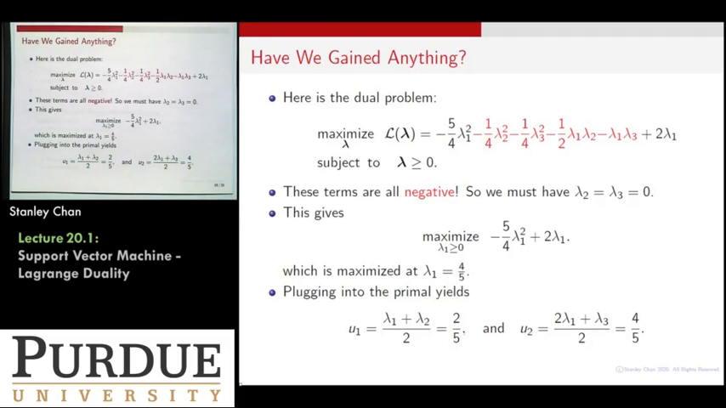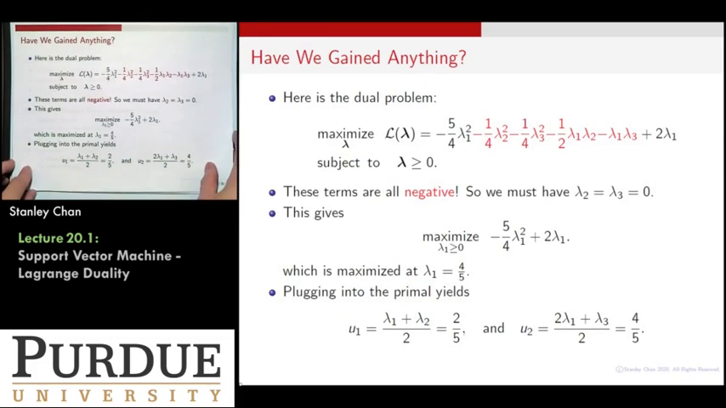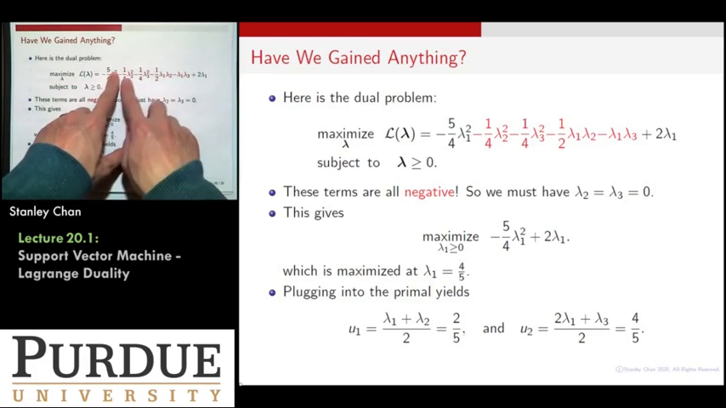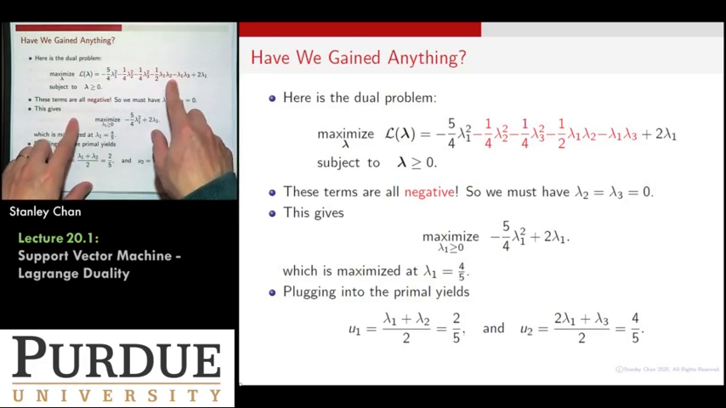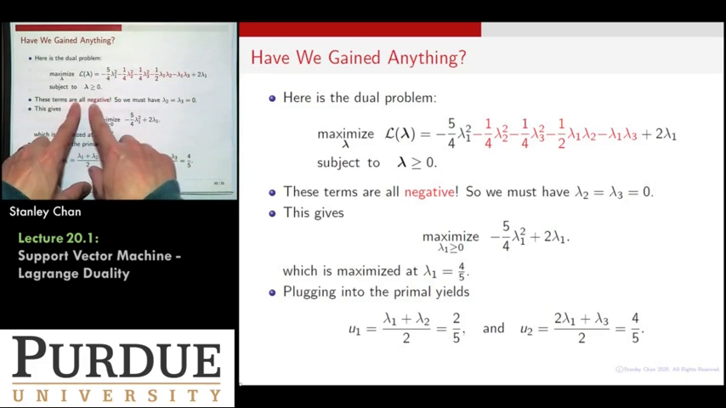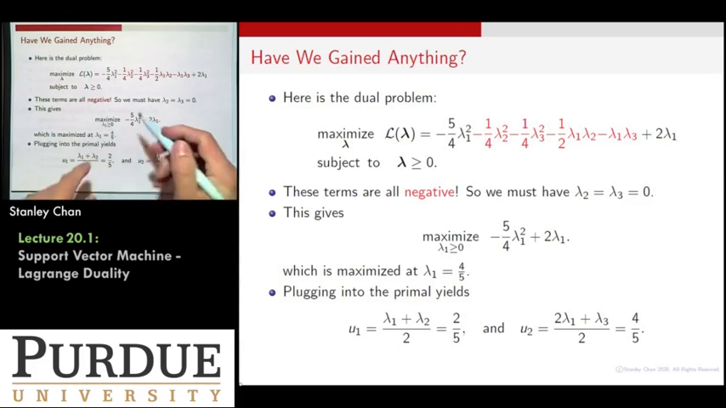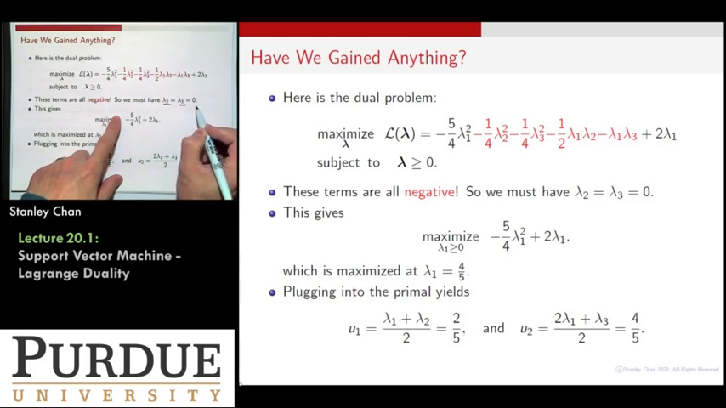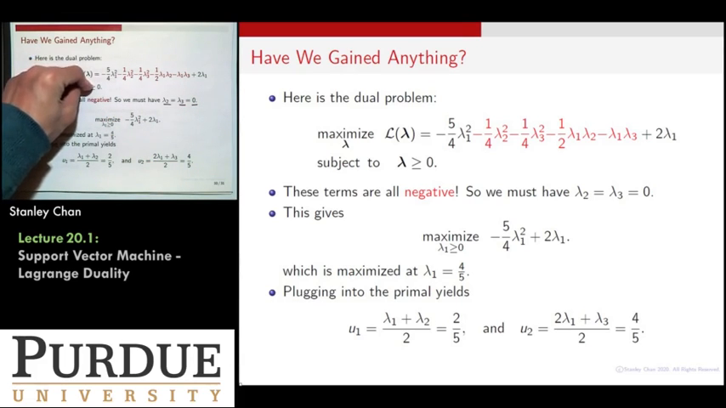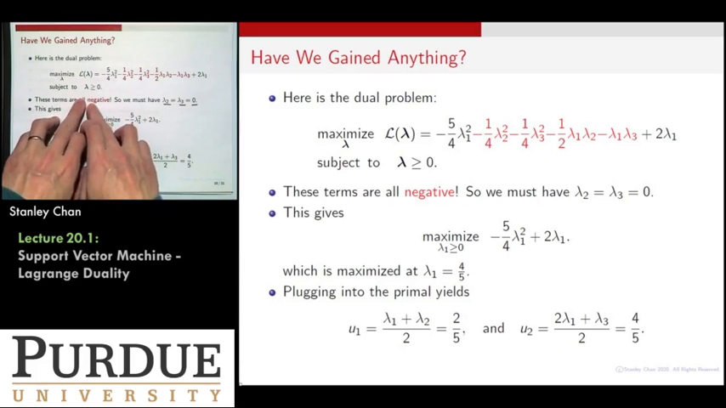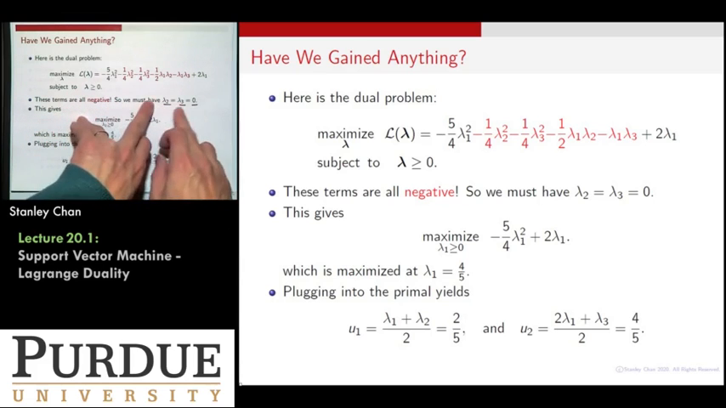So have we gained anything? Well, here's the dual problem. You have all these terms surrounding here, and all these terms are negative. And so we must have lambda 2 equals lambda 3 equals 0. Now this is only true for this example. Why can you set that to 0?